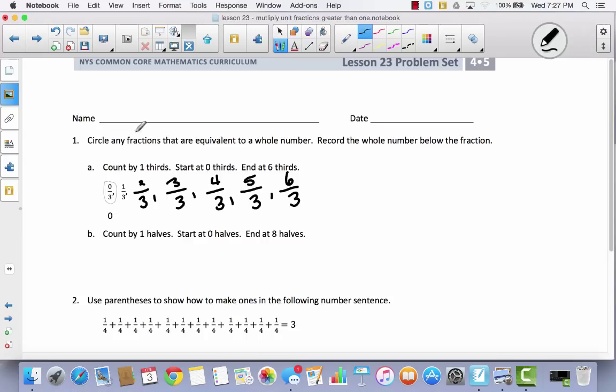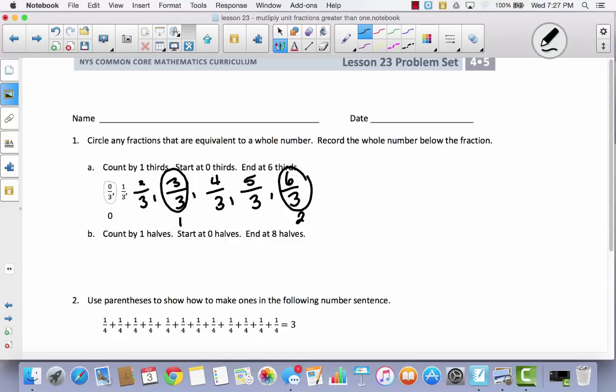Now it says circle any fractions that are equivalent to a whole number. You can see they circled this because 0 thirds is equal to 0. Well, what would be the next one that would be equal to a whole number? Well, 3 thirds is equal to 1. And 6 thirds would be equal to 2.